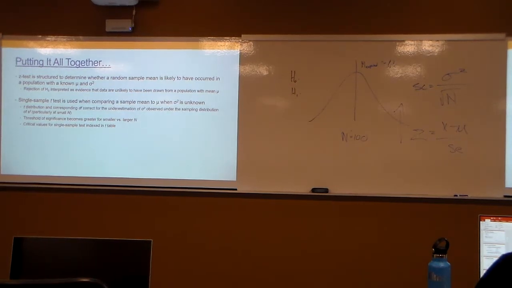When we get into our single sample t-test, this is where we're comparing a sample mean to a known population value when we don't know the variance. This is 99.9% of the stuff that we're doing here, okay? Our t-distribution and corresponding degrees of freedom are going to correct for the inflation that we get by substituting our sample variance for our population variance.